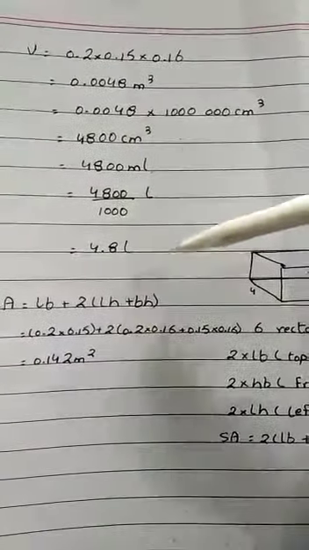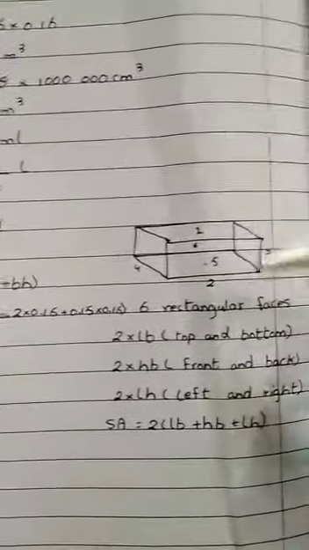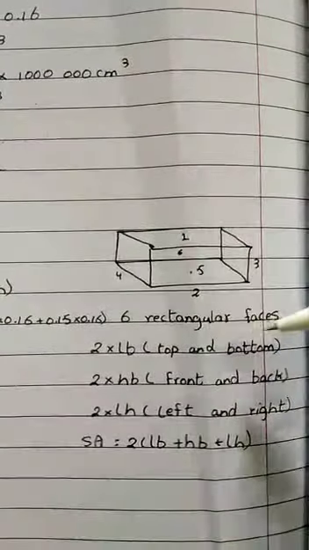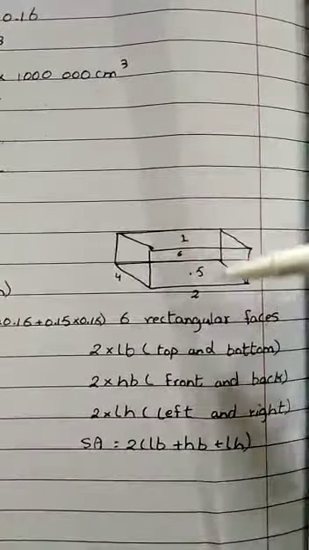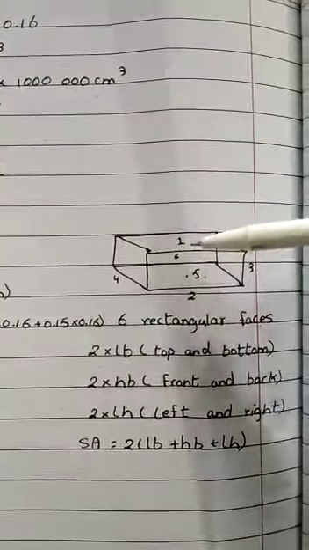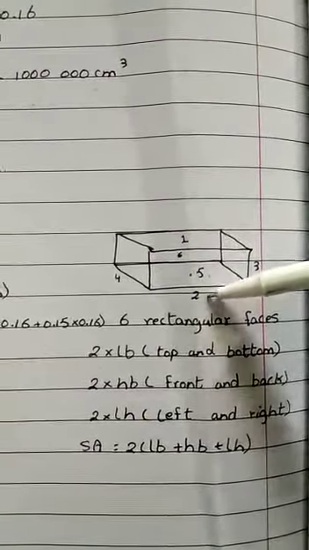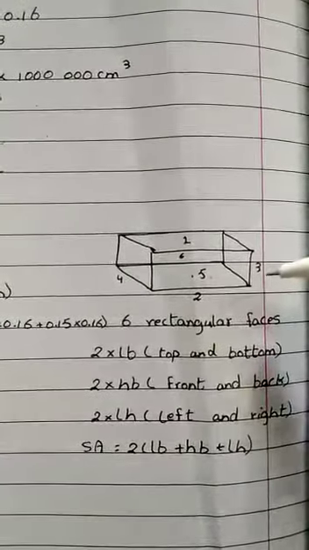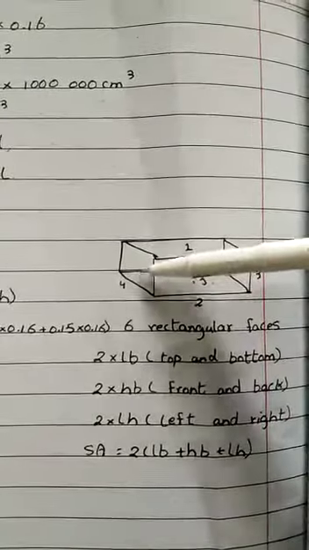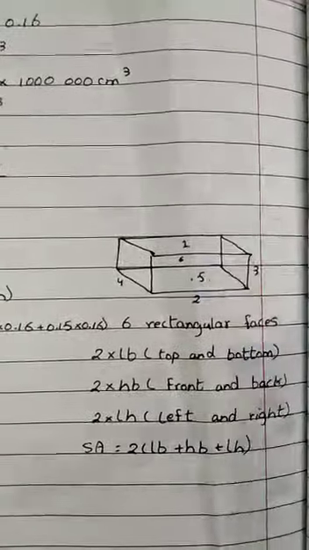Now in part 2 they are saying to find the surface area of the tank that is in contact with the water. This is a cuboid. A cuboid has 6 rectangular faces: top and bottom, right and left, and front and back. If you look at the front, top and bottom, this is the first face, this is the second face. This is the right and this is the left side, and similarly the front side and the back side.